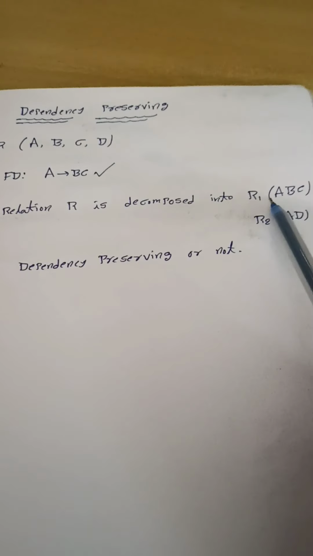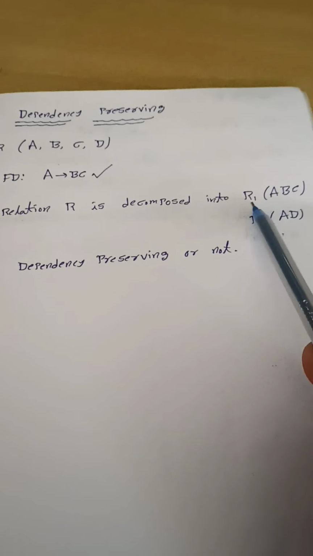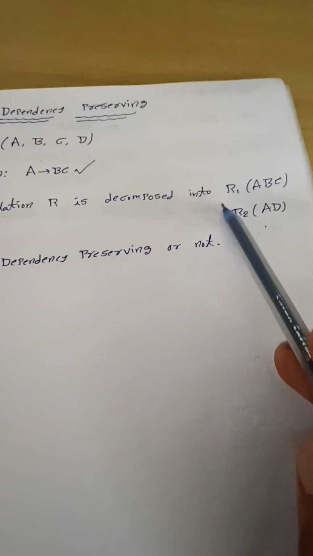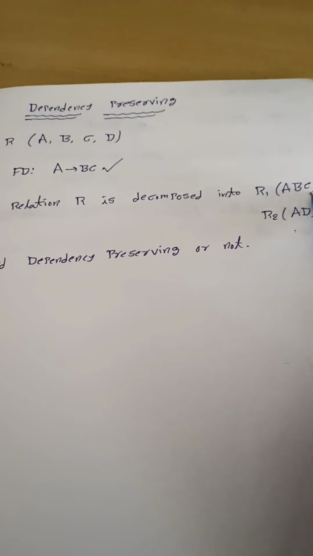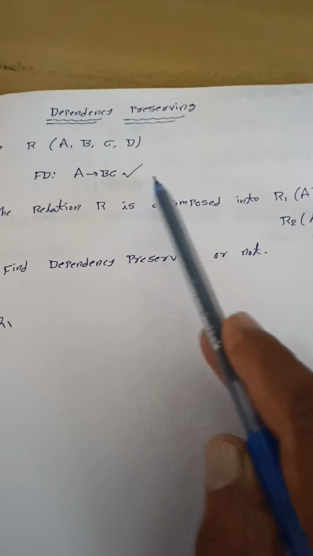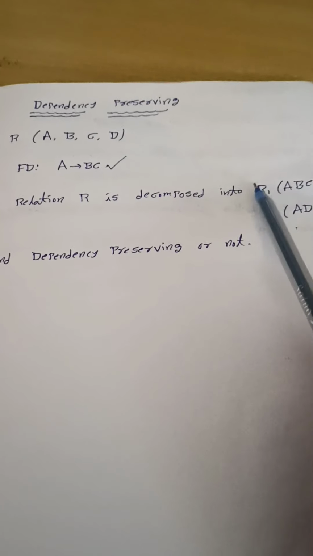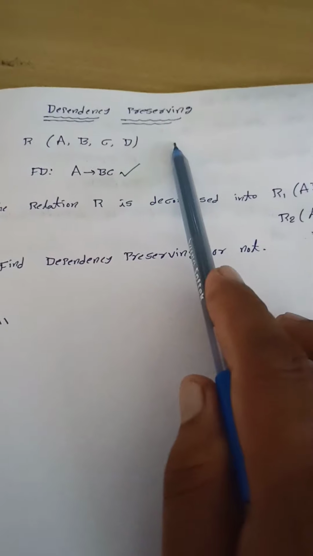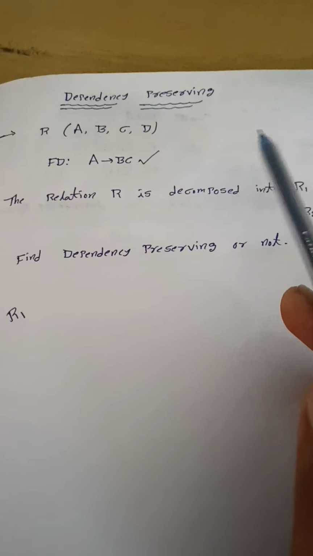Now we will check it. We take the R1 table functional dependencies and the R2 table functional dependencies. With the help of these functional dependencies, we check whether this functional dependency is satisfied or not. If A implies BC is also satisfied by this decomposition, then it is dependency preserving, otherwise it is not.